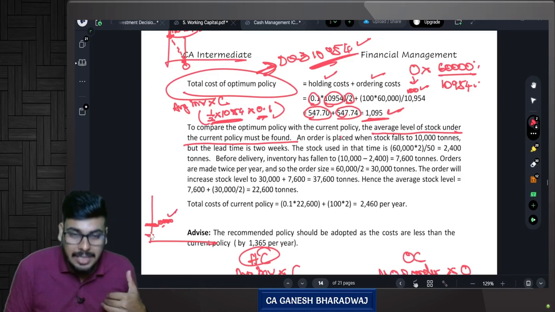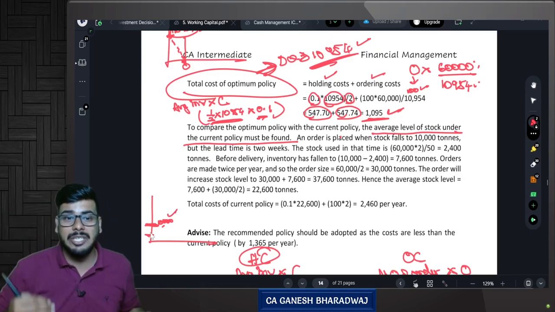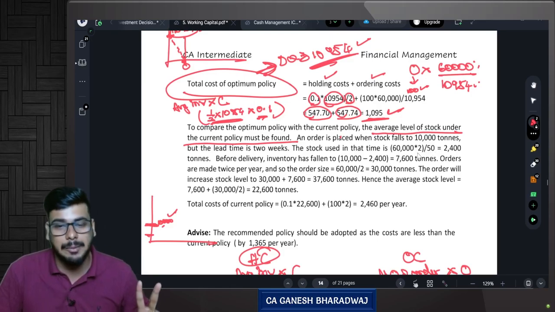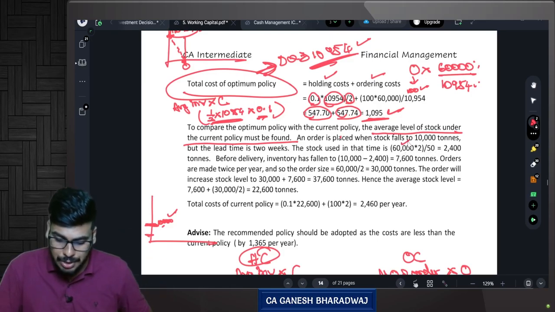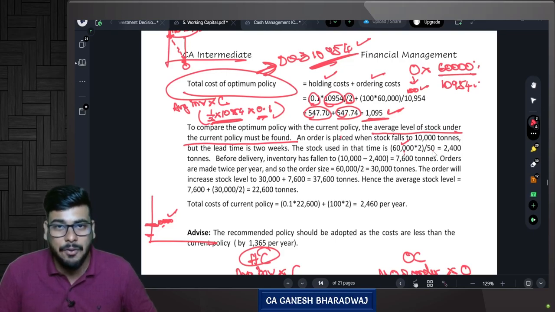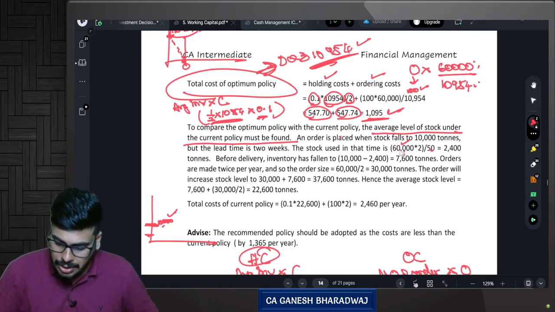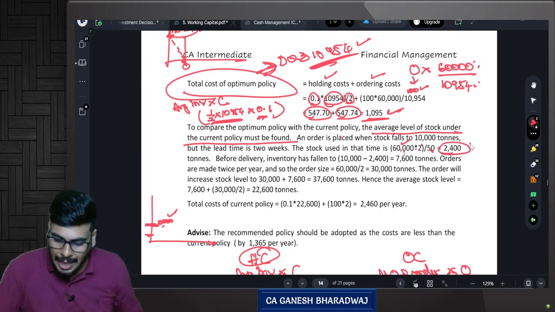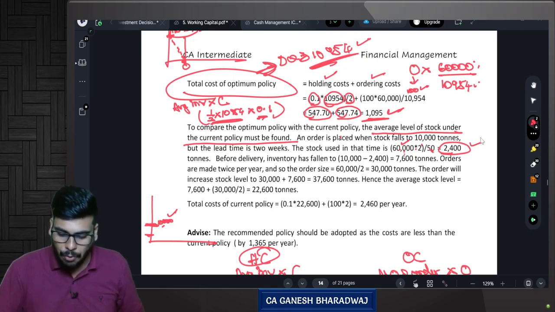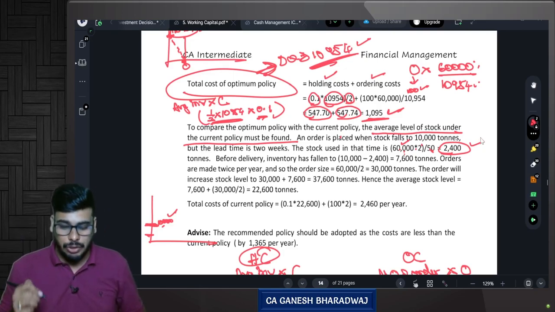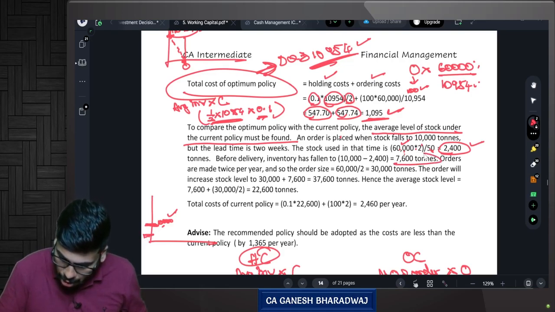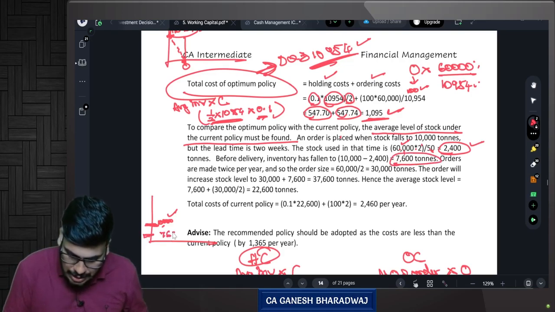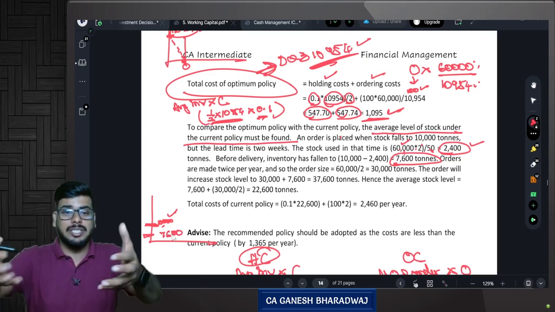By the time he delivers, my stock balance will be reduced by how much? So 2 weeks' consumption. In a year, I will consume 60,000 tons, which means on average, every week I will consume how much? 60,000 divided by 50, like the 2 weeks it takes. So 60,000 divided by 50 into 2. So by the time the delivery happens, I would have already consumed how much? 2,400 tons. Yes or no? So technically, at the time of delivery, my stock balance would have reduced to 7,600.